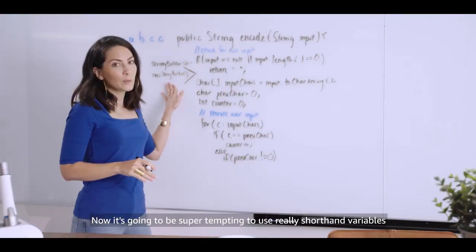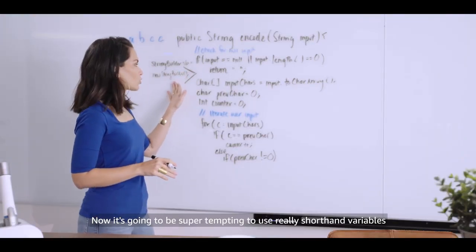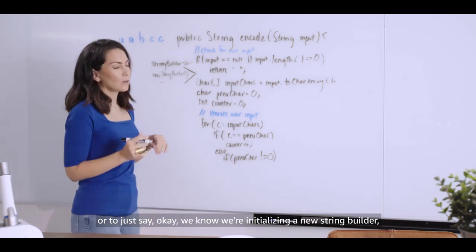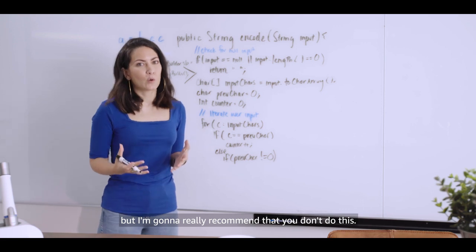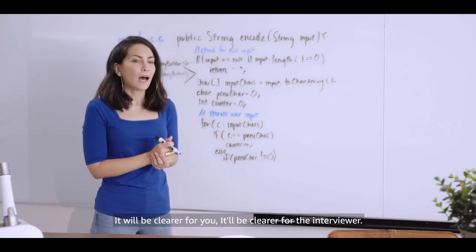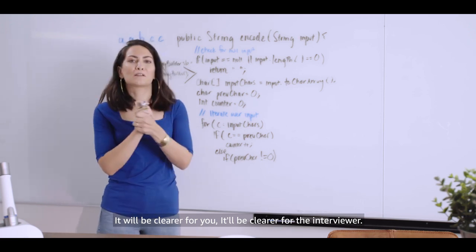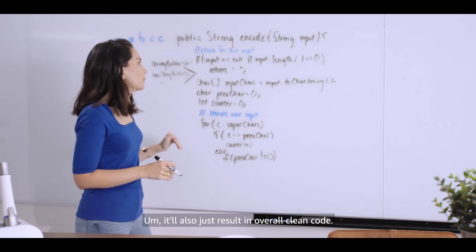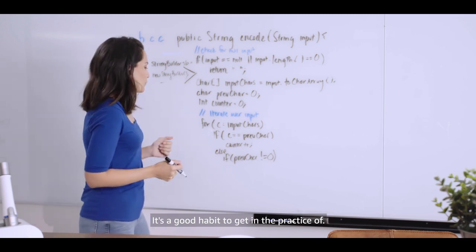Now it's going to be super tempting to use really shorthand variables or to just say, okay, we know we're initializing a new string builder, but I'm going to really recommend that you don't do this. Just take a couple extra seconds and write out everything fully. It'll be clearer for you. It'll be clearer for the interviewer. It'll also just result in overall clean code. It's a good habit to get in the practice of.